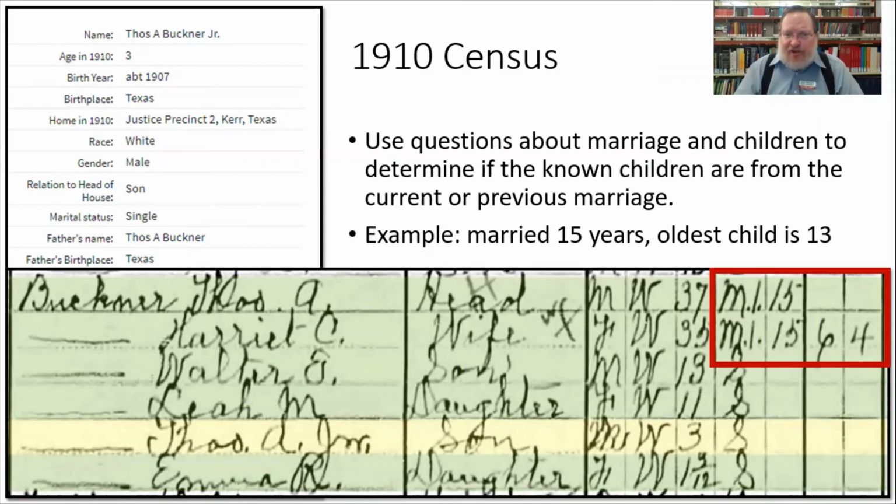Also, this is a great census to look and see if the 6 children and 4 are still living. They're married for 15 years and the oldest child is 13. So this is confirming that yes, this probably is their first marriage, and there are no children too old for the marriage or too young for the marriage.